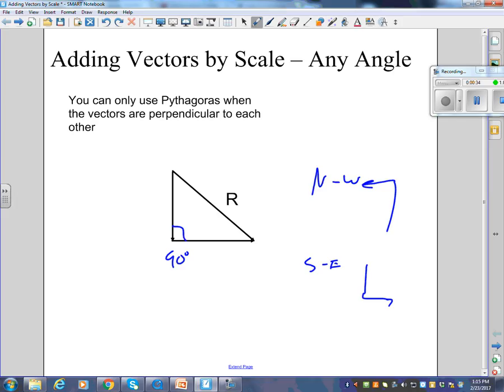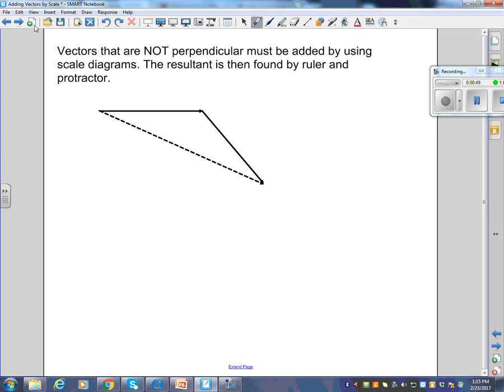When they're perpendicular, you use Pythagoras. A squared equals b squared plus c squared, right? Opposite over adjacent, second function tan, all that good stuff. You can only use Pythagoras when the vectors are perpendicular to each other. So when they're at any angle, you can't. Vectors that are not perpendicular must be added by using scale diagrams.